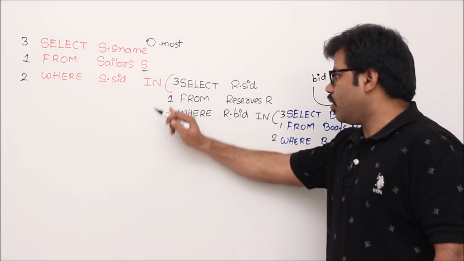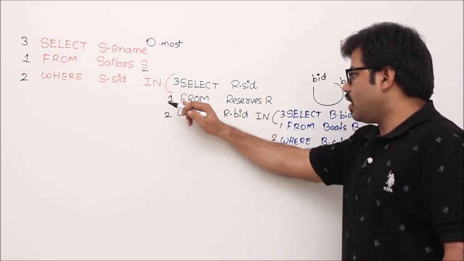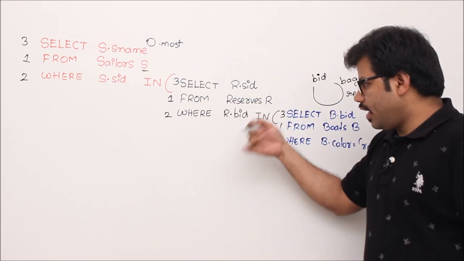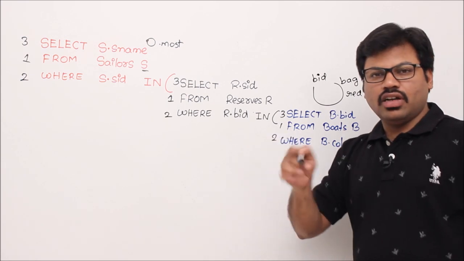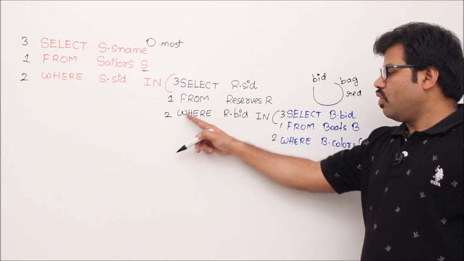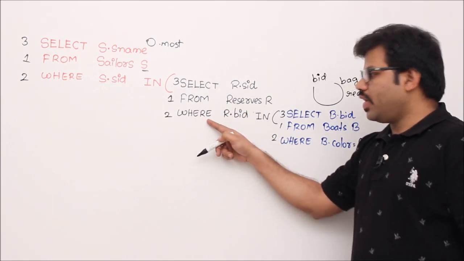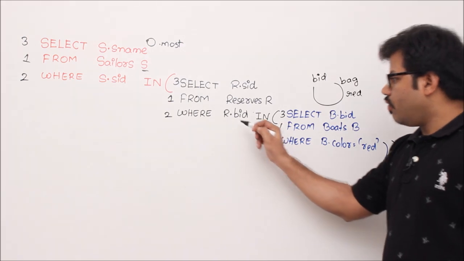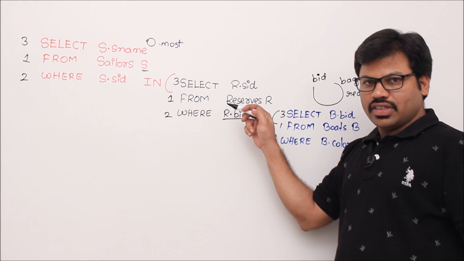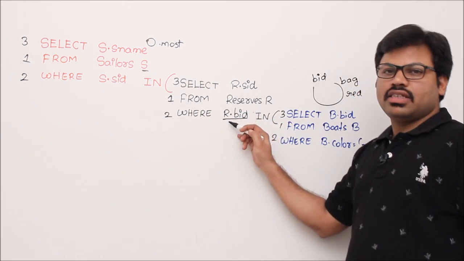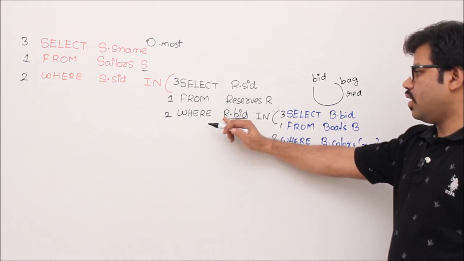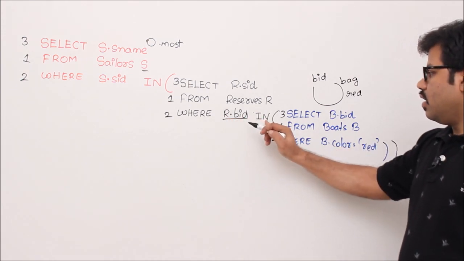Step number 1, step number 2, step number 3, right? In step number 1, we are taking the Reservations table and iterating over the reservations one by one: tuple number 1, tuple number 2, tuple number 3. Then every tuple will be executed under this where condition. So what is that where condition? What is this r.bid? In a particular tuple, because we are iterating over every reservation, this r.bid is nothing but one of the boat IDs, that means it is from one of the reservation tuples.